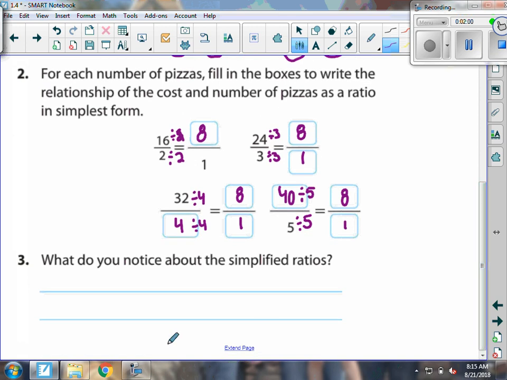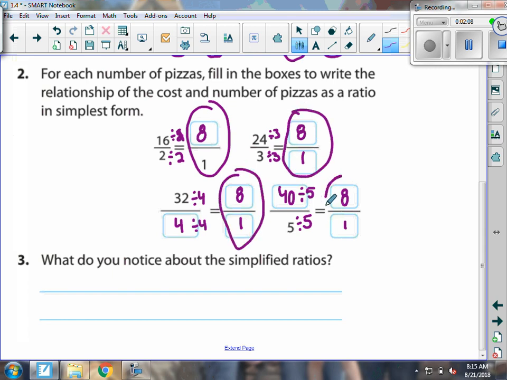So what do you notice about the simplified ratios? So these are our simplified ratios. If you notice, they are equal. They're all the same. Our simplified ratios all equal the exact same thing. So that's what we're going to be looking for today. We're going to be creating ratios, simplifying them, and finding out if they're equal or not.